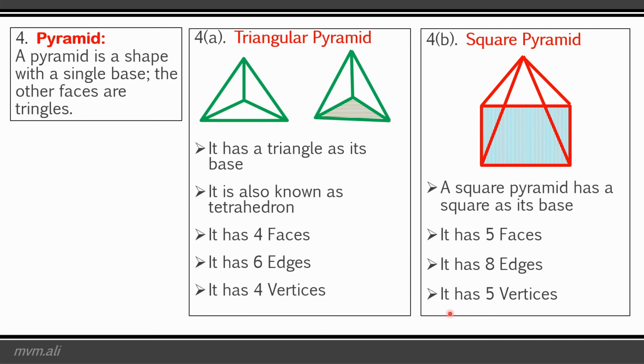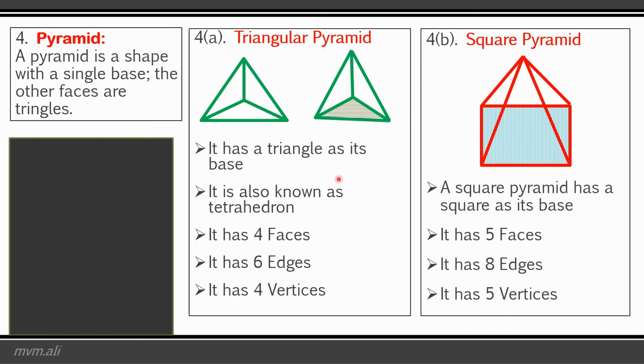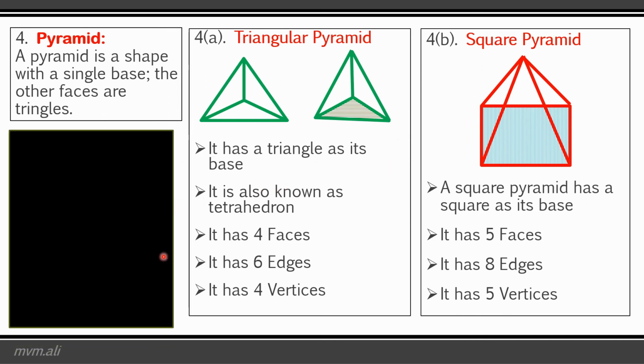And lastly, it has 5 vertices. How many vertices are there? 1, 2, 3, 4 and 5. Now I will show a 3-dimensional simulation of the square pyramid so that you will get a clear idea about the shape.